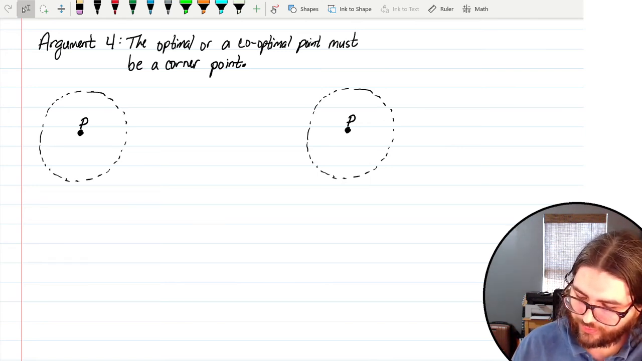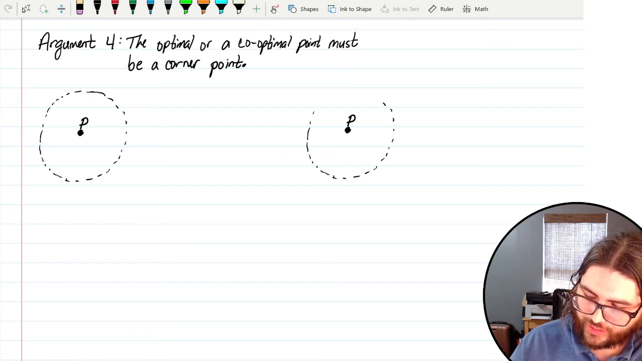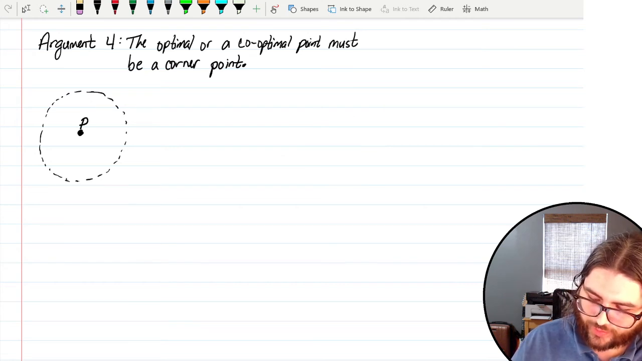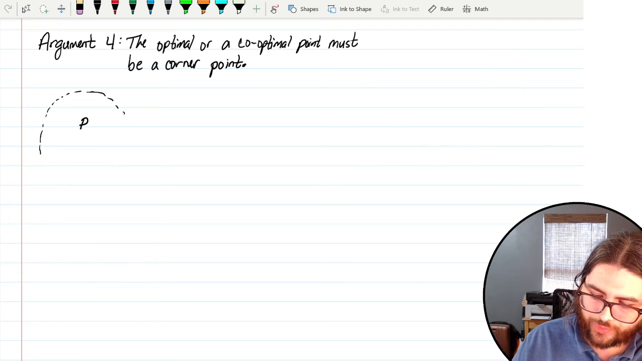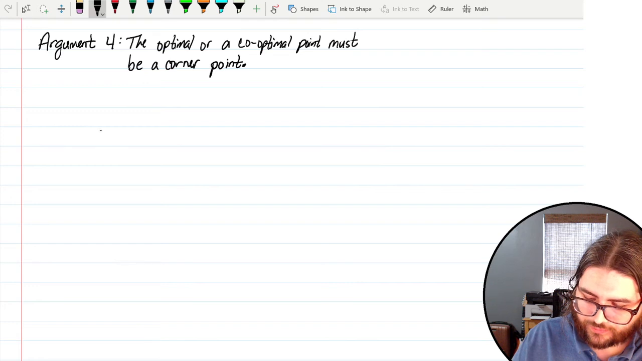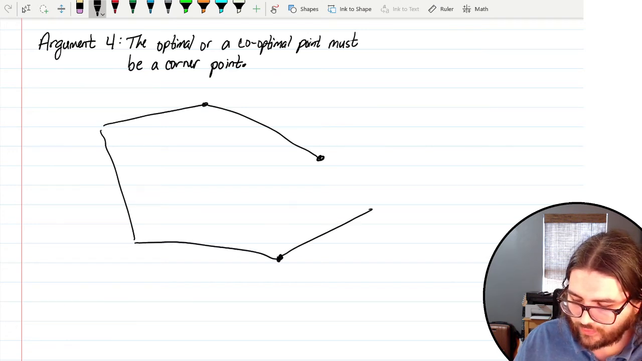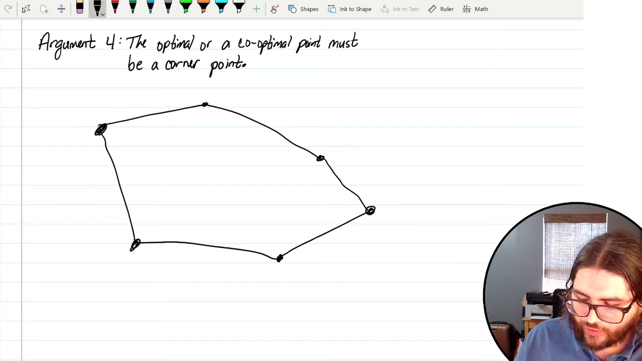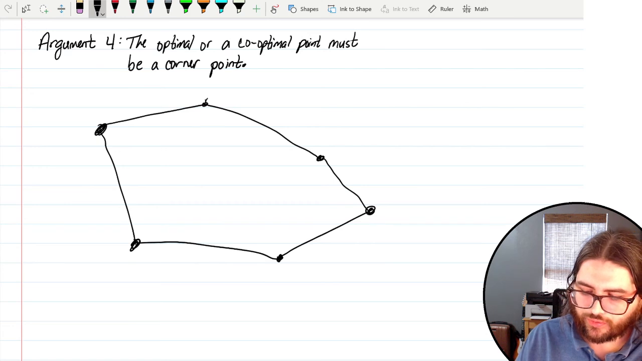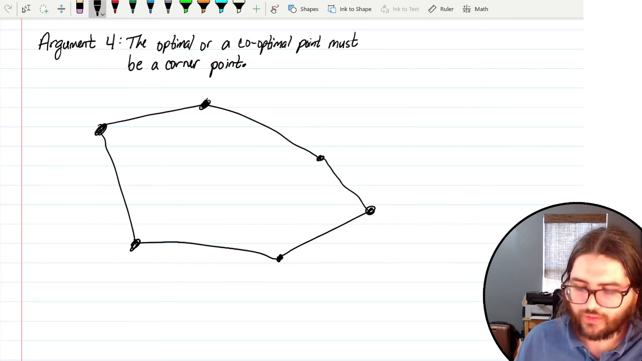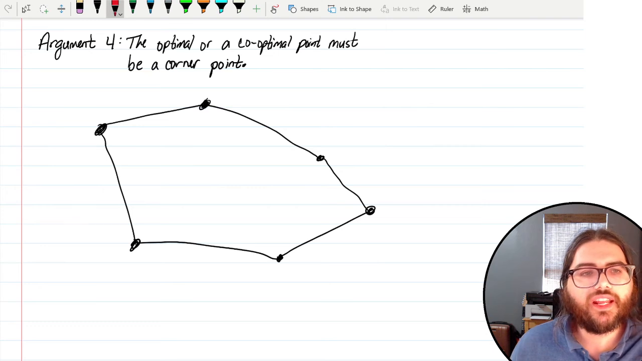To do this, I think I don't even need the circle diagrams here. Let me erase my circle diagrams. I'm going to draw the zoomed out picture of the entire feasible region. Now the feasible region contains boundaries. I don't know exactly what they look like. I'm just going to draw you a weird one here. But we know that the feasible region has boundary points and corner points. So let me eliminate all of the points here except the corner points.